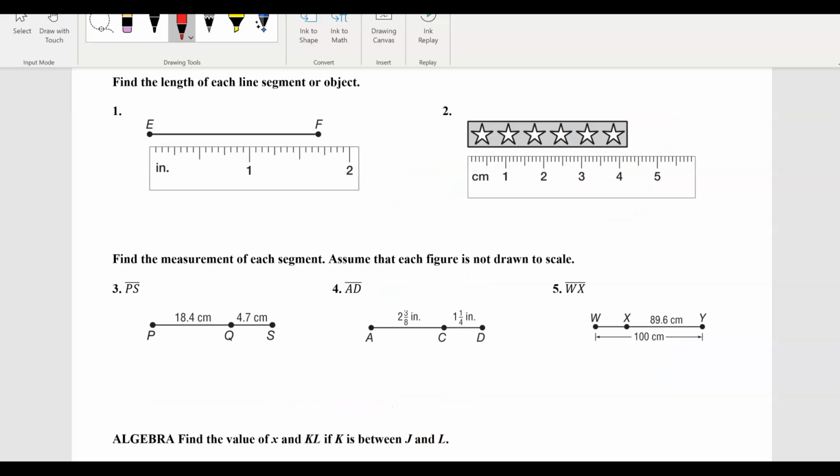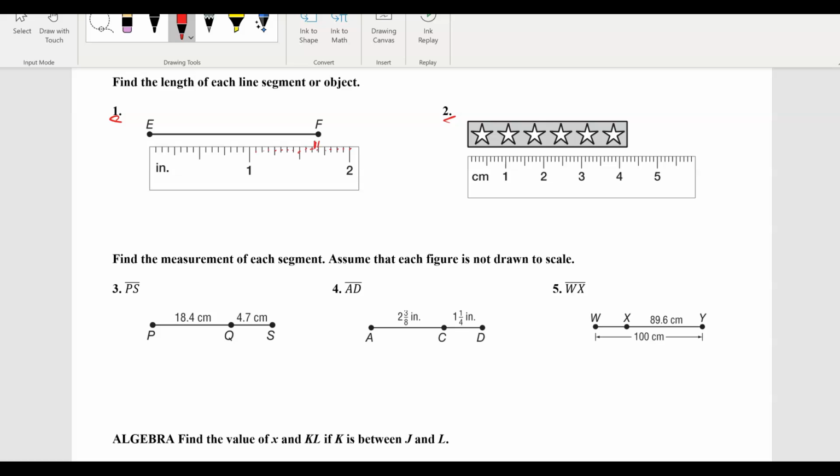Okay, so now we continue with our linear measurement section where you have a ruler. I'll do number 1 with you, and then I'll let you try number 2 on your own in the Edpuzzle. So the first segment, EF, how many inches is that? Let's look and see. We've got 1, 2, 3, 4, 5, 6, 7, 8, 9, 10, 11. That's important. I'm at 11 there. 12, 13, 14, 15, 16.